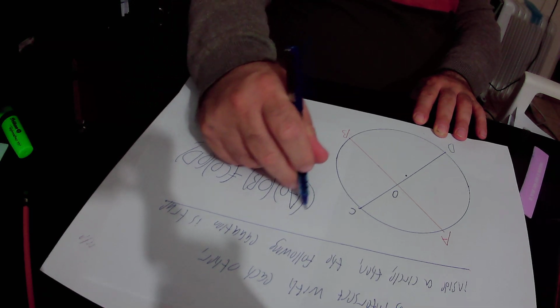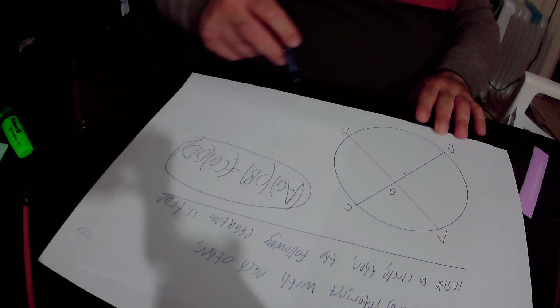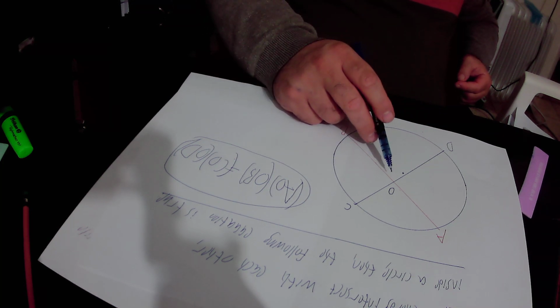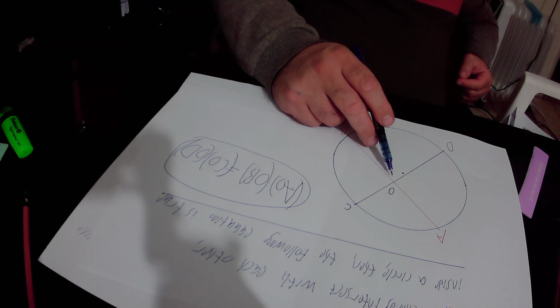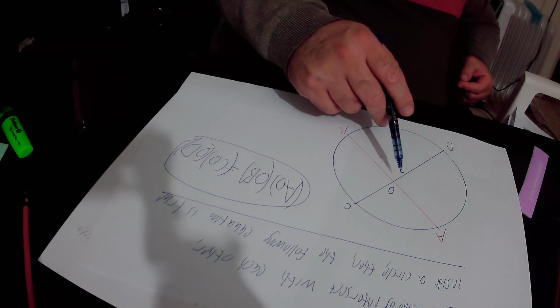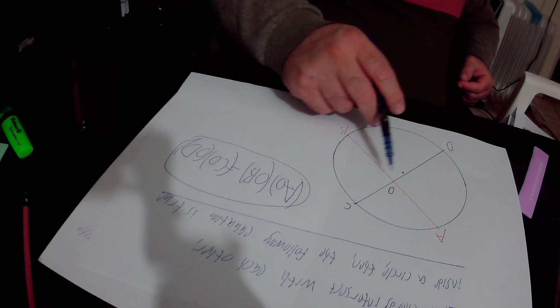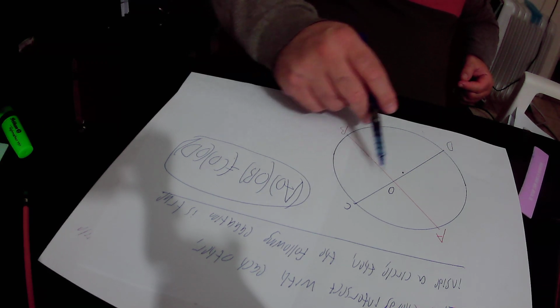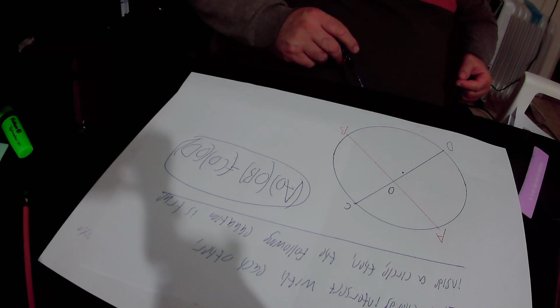I repeat again. If chord AB intersects with chord CD and the intersection point inside the circle is point O, then the following equation is true: AO times OB equals CO times OD.